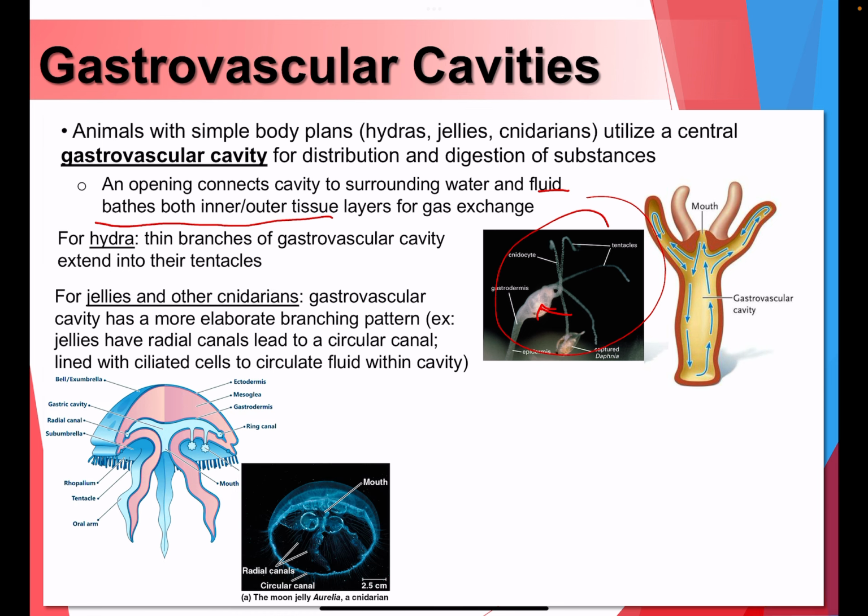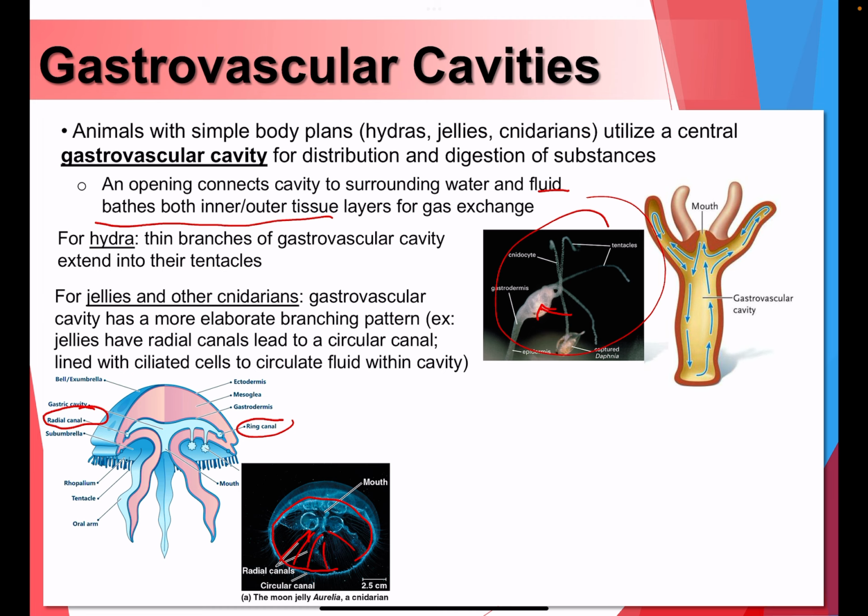And then for jellies or other cnidarians, the gastrovascular cavity has a more elaborate branching pattern compared to hydra, so a bit more complex. Jellies have what are called radial canals, and then they lead into a circular canal that's kind of in the middle. So all of these are radial canals, and then they go into a circular canal that goes around the whole thing, which here they call a ring canal.